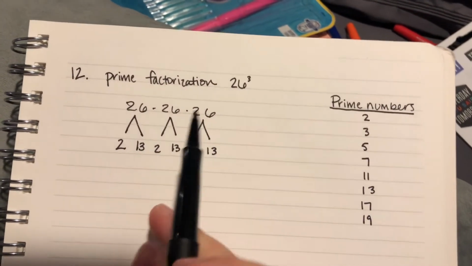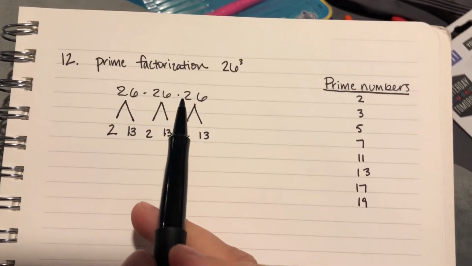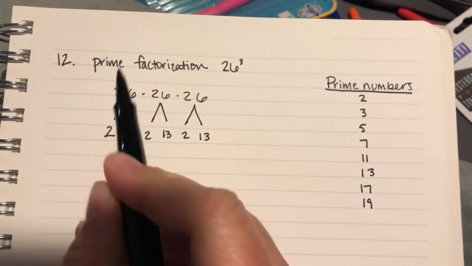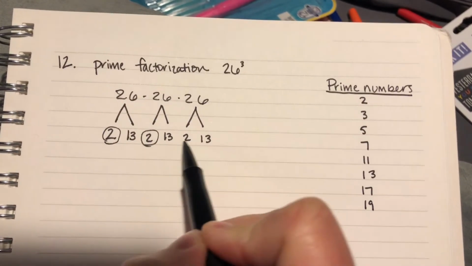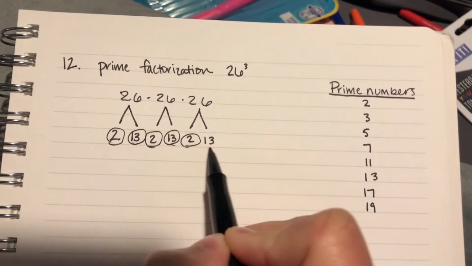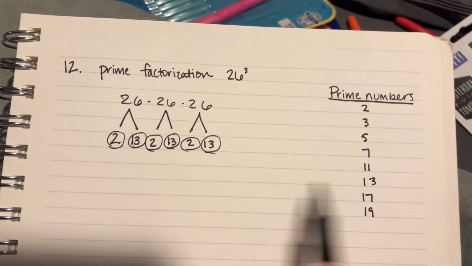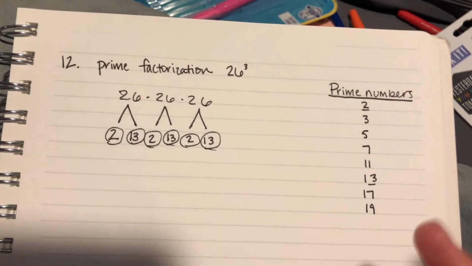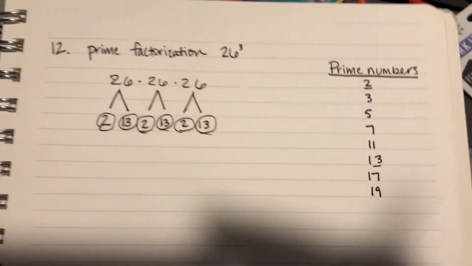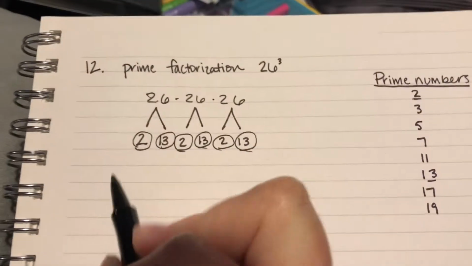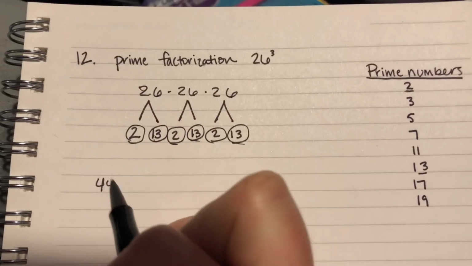And for this one, there's not really any other numbers that easily multiply to 26, so that's the only option. So my prime factorization is made up of these 3 2s and these 3 13s, right? So 2 times 2 times 2 times 13 times 13 times 13, because both 2 and 13 are prime numbers. So if it was another number, let's say it was 48.